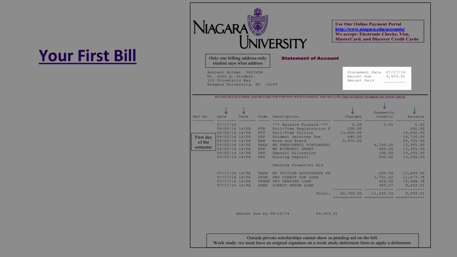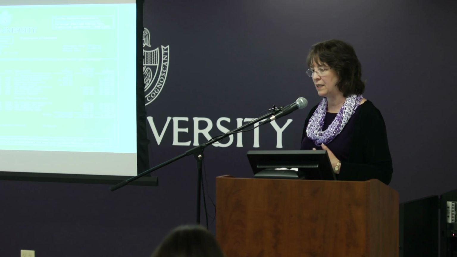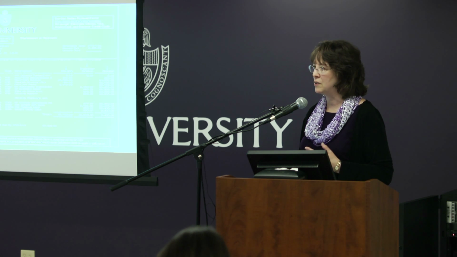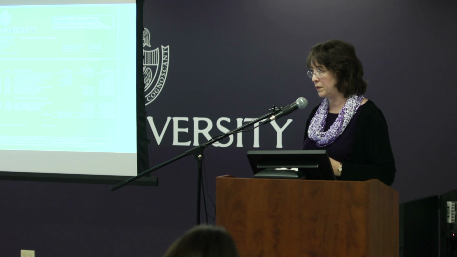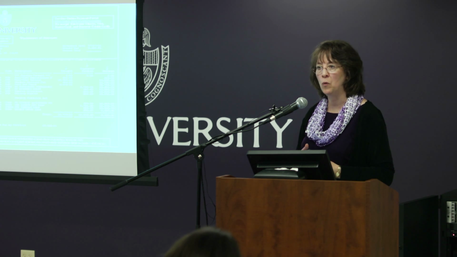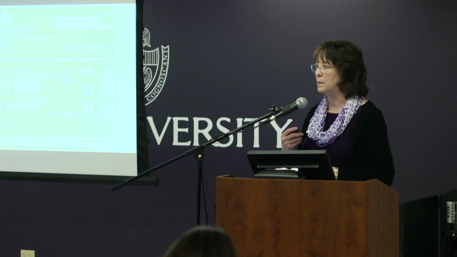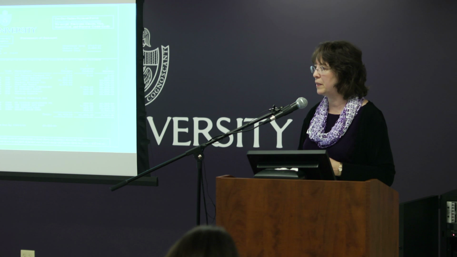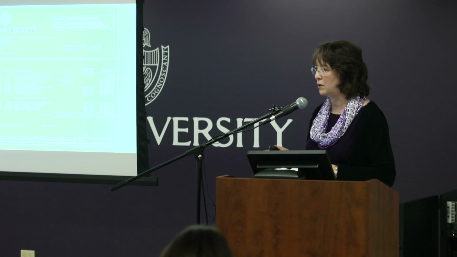It's also up here. One of the things you would not see on your bill would be work study or outside private scholarships. By federal regulations, I am required to have an original signature on the work study deferment form. So if the student has been awarded work study and they want to put up to 90% on their bill, I would give them an immediate credit once I get that signed work study deferment form telling me they want to put 90% on. And I would put that on your account as a direct credit.